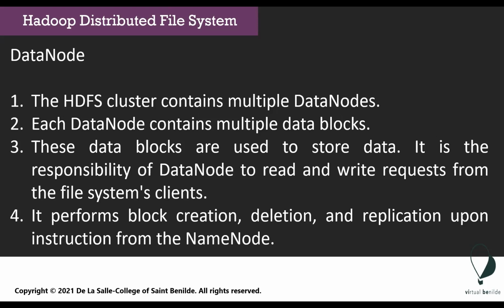Okay, so this is the data node. The Hadoop Distributed File System cluster contains multiple data nodes. Each data node contains multiple data blocks. These data blocks are used to store data. It is the responsibility of the data node to serve read and write requests from the file system's clients. It performs block creation, deletion, and replication upon instruction from the name node.